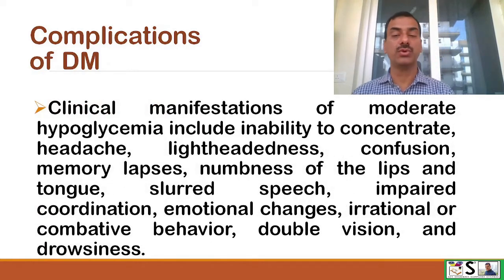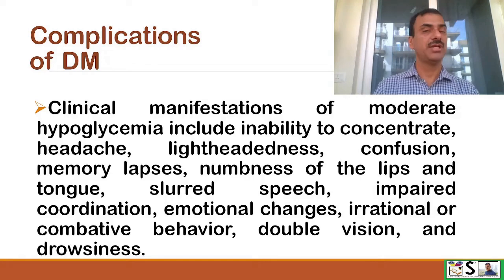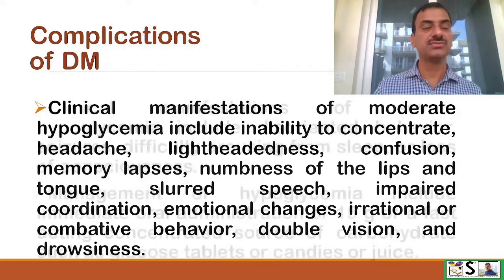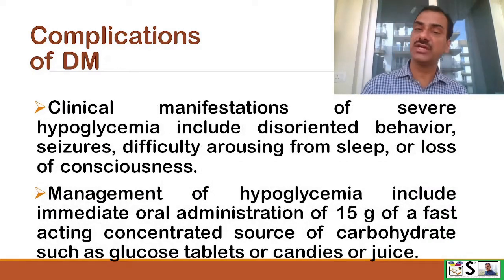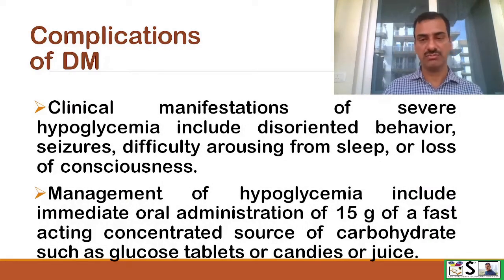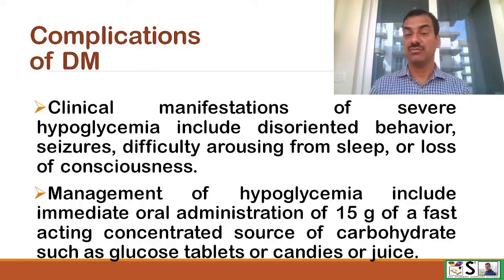Clinical manifestations of moderate hypoglycemia include inability to concentrate, headache, lightheadedness, confusion, memory loss, numbness of the lips and tongue, slurred speech, impaired coordination, emotional changes, irrational or combative behavior, means behavior change, double vision, and drowsiness. Clinical manifestations of severe hypoglycemia include distorted behavior, disoriented behavior, seizures, difficulty arousing from sleep, or loss of consciousness.